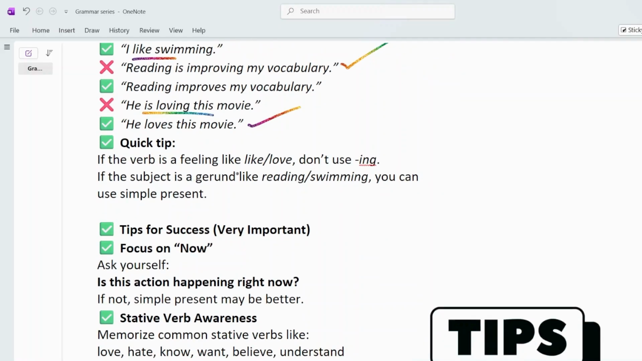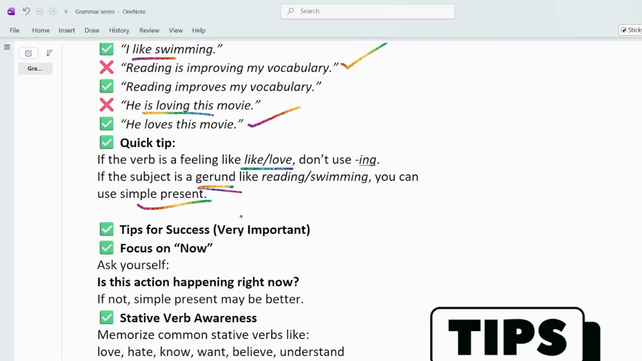Okay, a quick tip again is that if the verb is a feeling like love, do not use -ing most of the time. If the subject is a gerund like reading or swimming, you can use simple present. All right, if you can just keep that in mind, it works wonders. I told you this topic is yet to be done in depth. I'll let you know when I'm going to do that.